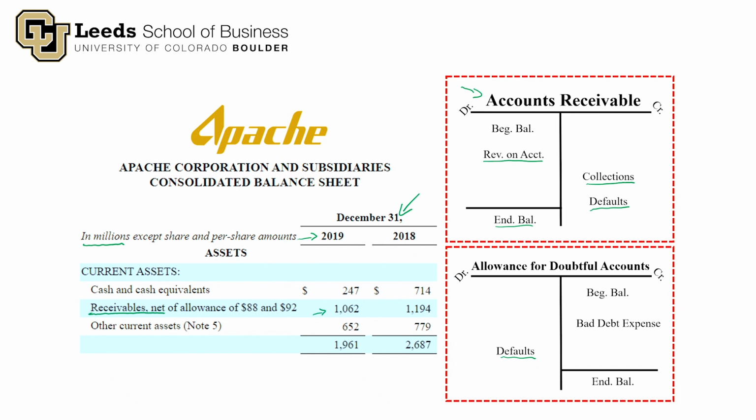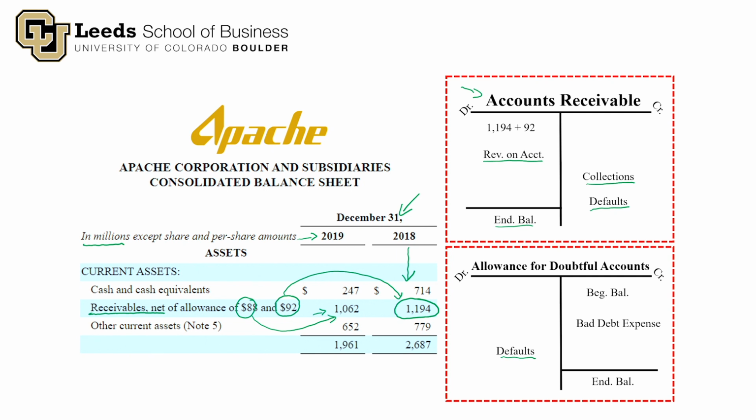The beginning balance of this T account is the 2018 balance, okay? So now we're looking in this column. Here's net accounts receivable for the year ended December 31st, 2018. And so gross accounts receivable is going to be the 1194 plus the 92, okay? So when they say net of allowances of 88 and 92, that 92 relates to the 2018 column, and the 88 relates to the 2019 column.